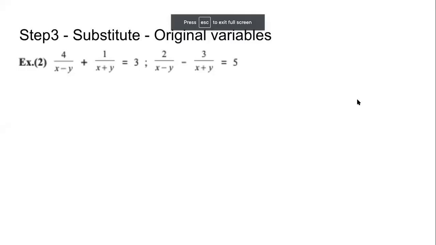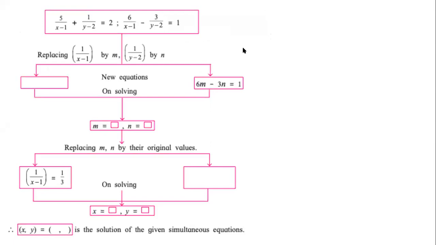Right. So this we completed now. Using the same logic, this is the third type of equation. In the first type of equation, we had 1 by x equals m and 1 by y equals n. In the second type of equation, we had 1 by x minus y equals m and 1 by x plus y equals n. Now, we will have 1 by x minus 1 equals m and 1 by y minus 2 equals n.